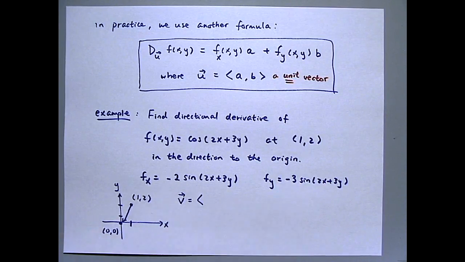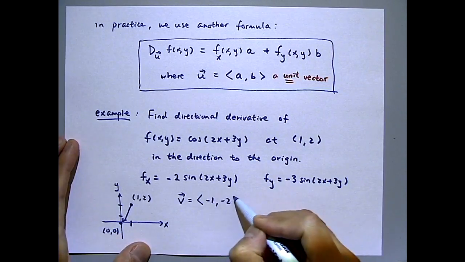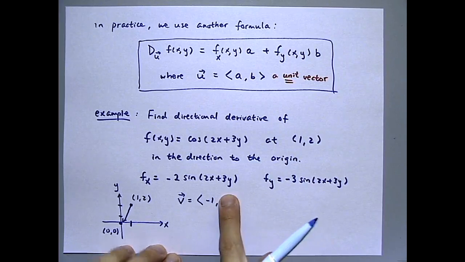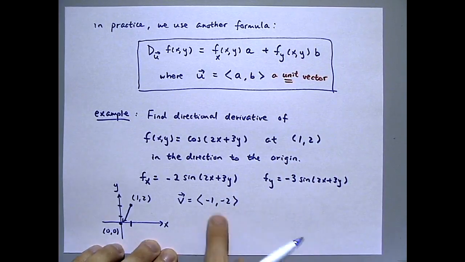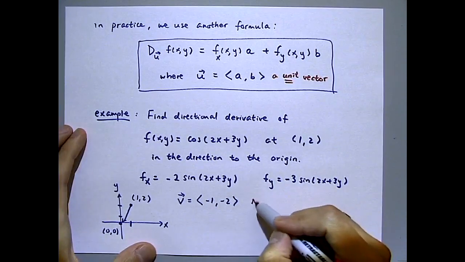So what is the vector that would take me from (1, 2) to (0, 0)? Right, minus 1, minus 2. Is this a unit vector? Very obviously, right? This alone has a length of 1. If you put another one there, there's no way this thing's going to have a length of 1. So this guy is not a unit vector.